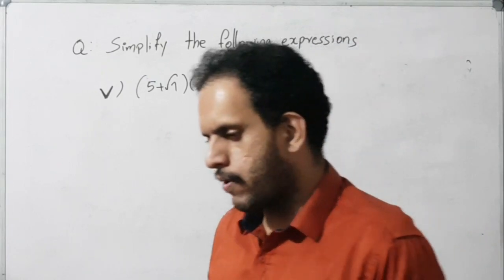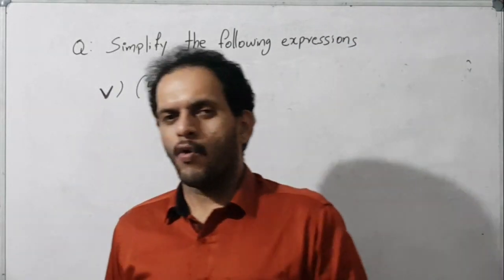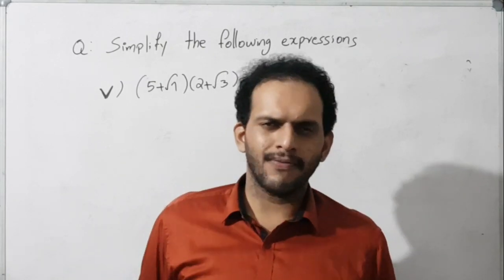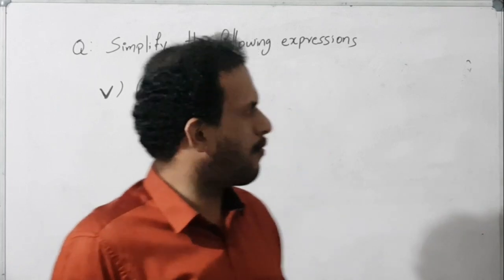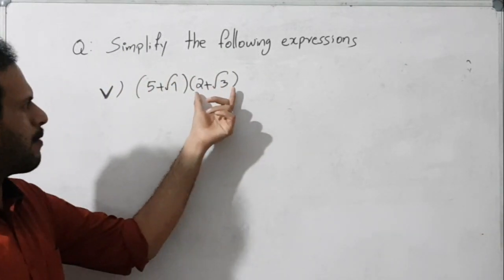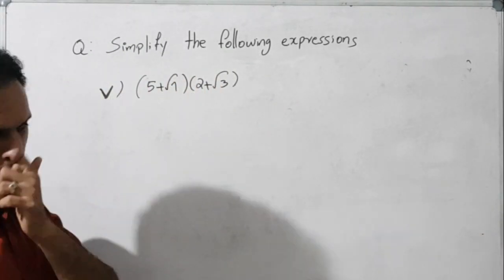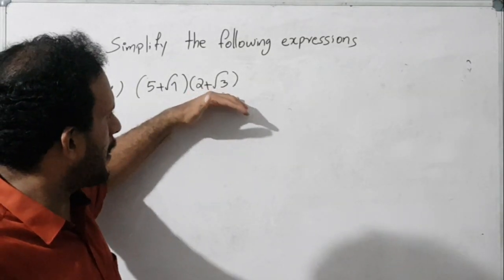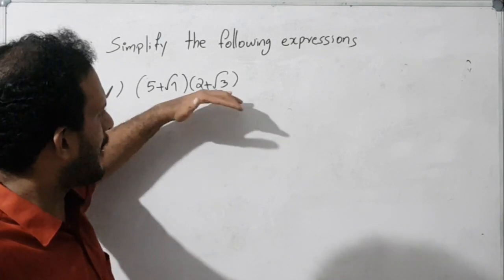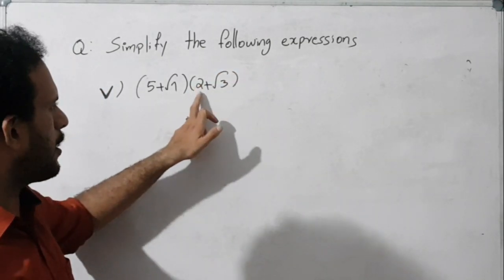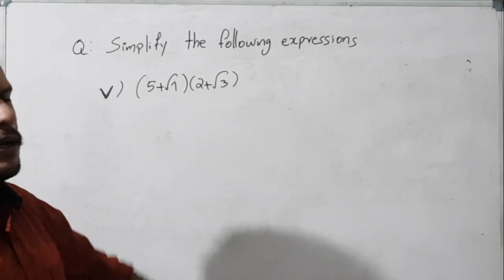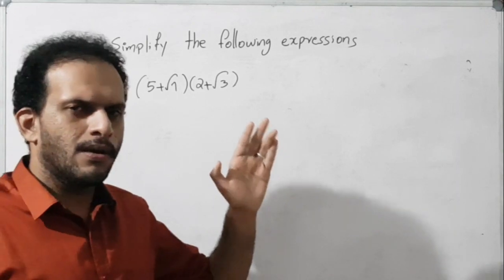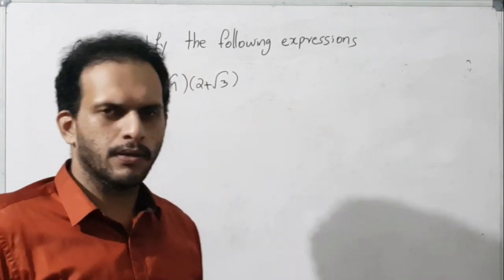Clear? Then how do we multiply this? We apply here the basic idea of the multiplication of expressions. How? We want to multiply each term of the second by each term of the first. We do this type of question in the case of algebraic expressions.